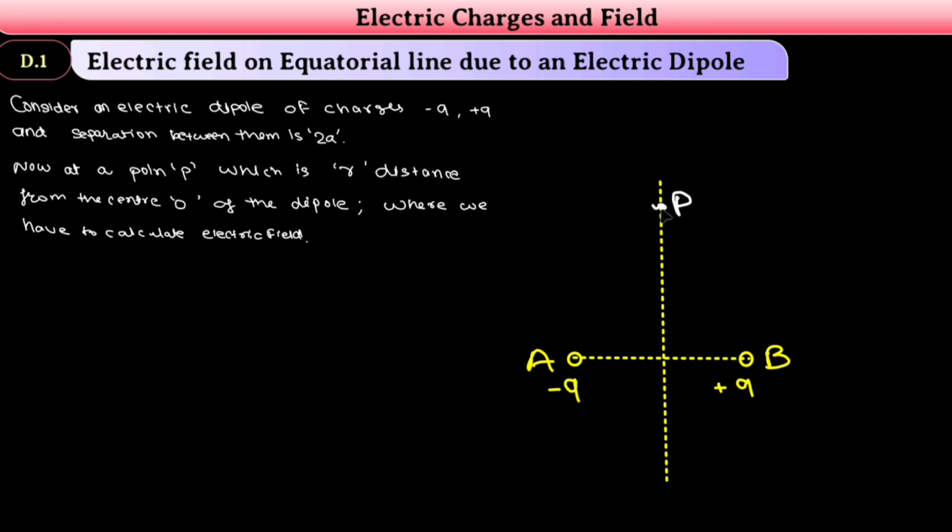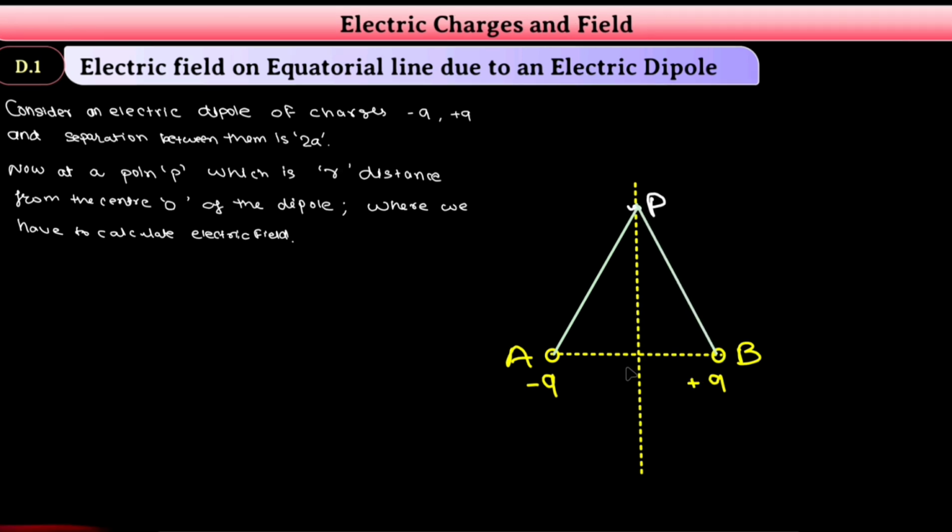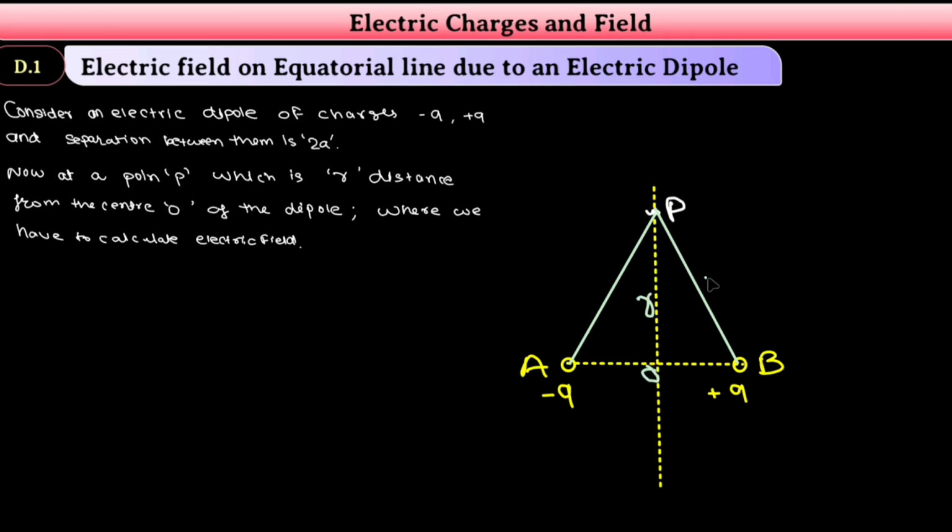So for net electric field we need distance from the point charge. There are 2 point charges, so we have to calculate distance from this positive charge and this negative charge. This will be distance from negative charge and this will be distance from positive charge. If O is the center, then r is the distance from O to P. Now this distance will be root under r square plus a square, because a is the separation. Total is 2a separation. And this will also be equal to root under r square plus a square.